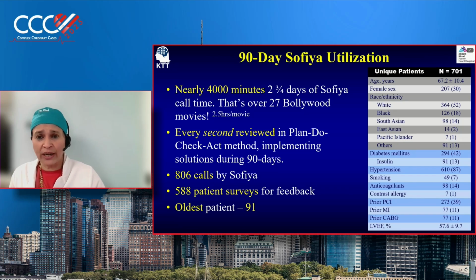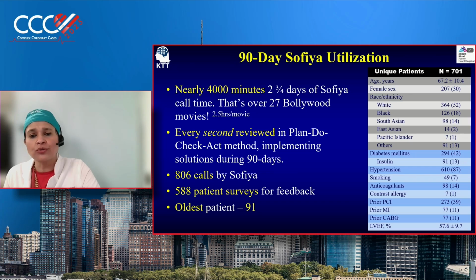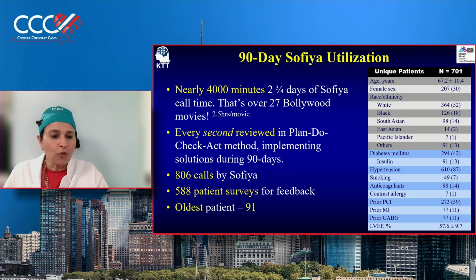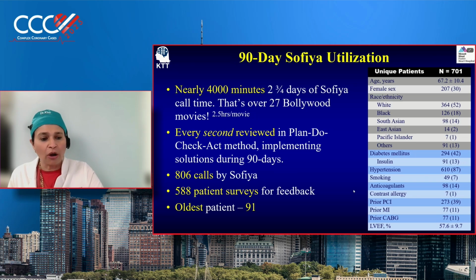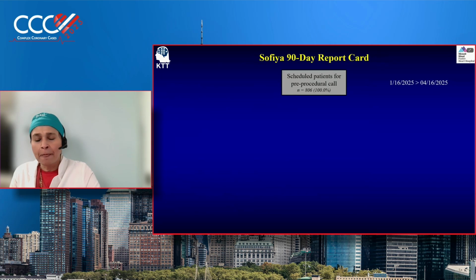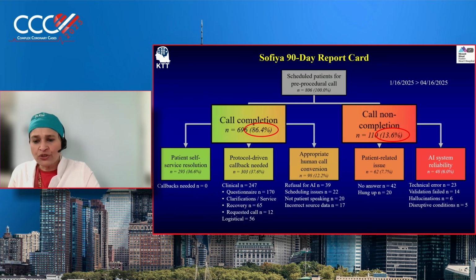So we already tested 90 days, 4,000 minutes of Sophia was done. I say that if I had listened to her for every single minute, I could have watched almost 27 Bollywood movies. But what we did was, myself and my team reviewed every single call, 806 calls of Sophia, about 588 patient surveys we got. This survey again was IRB approved. Our oldest patient that dealt was 91 years old. So this is what we found.